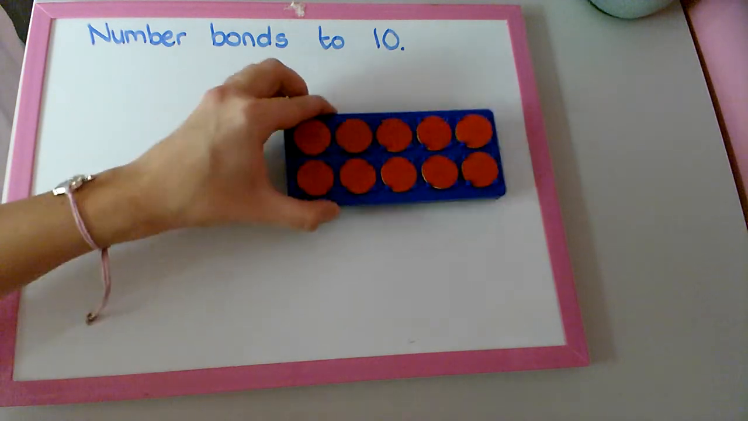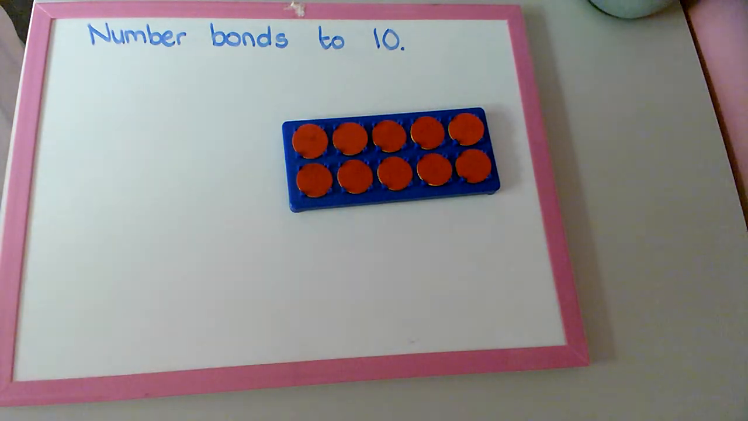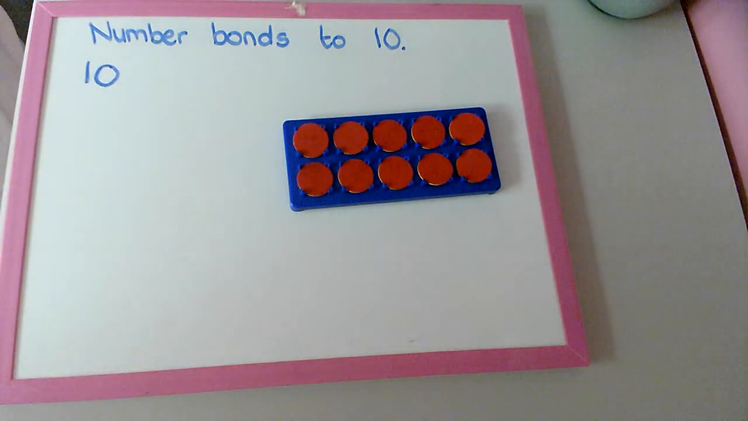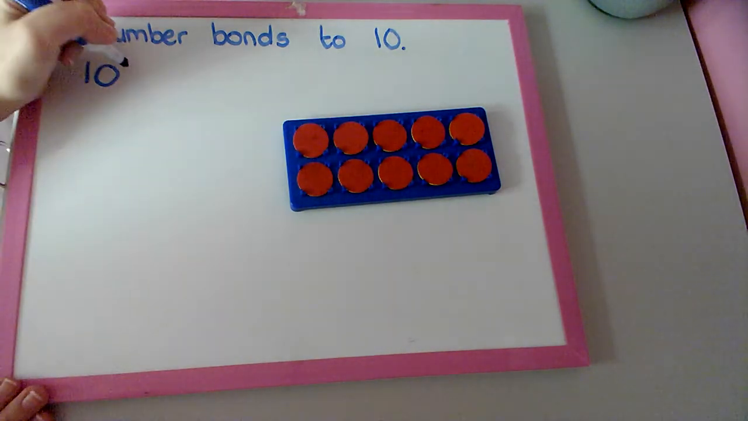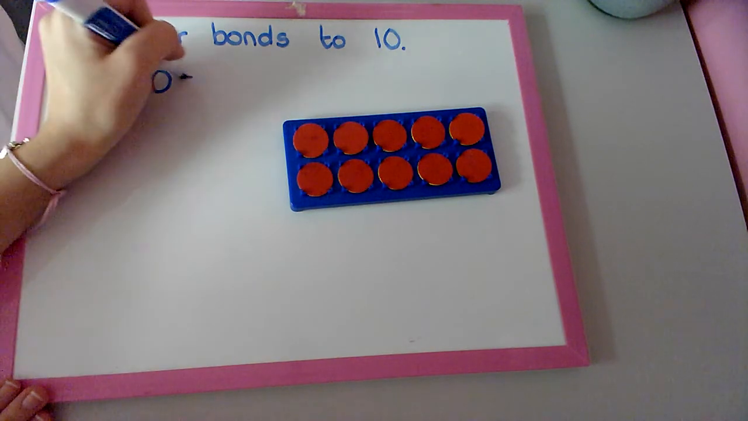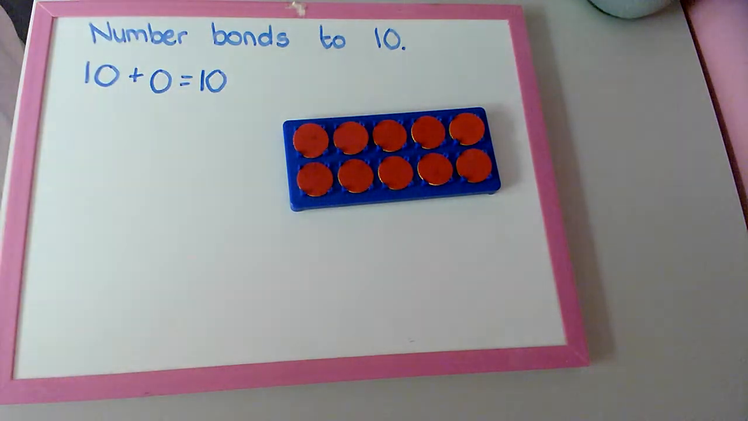So I have my tens frame here. Now we know with the tens frame there are already 10 counters. So let's have a look. How many red counters do I have? I have 10. How many yellow do I have? I have 0. So 10 add 0 equals 10. So that's our first number bond.